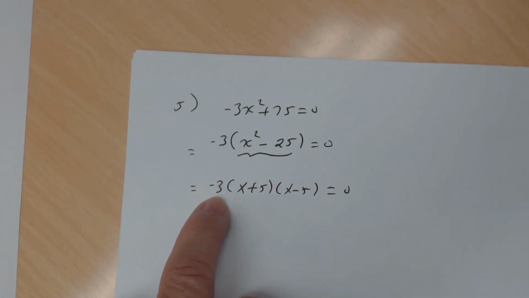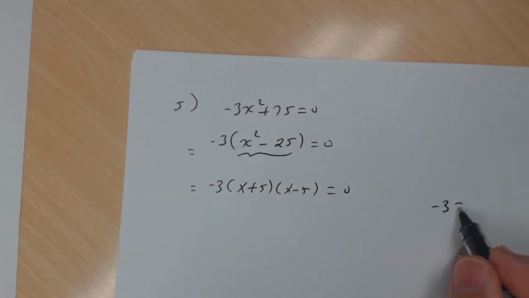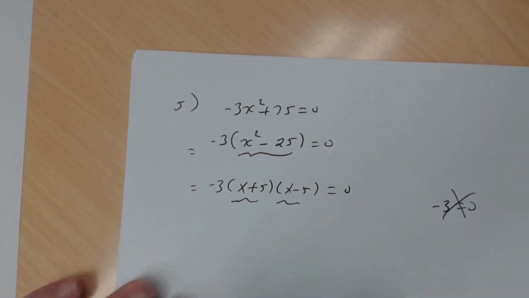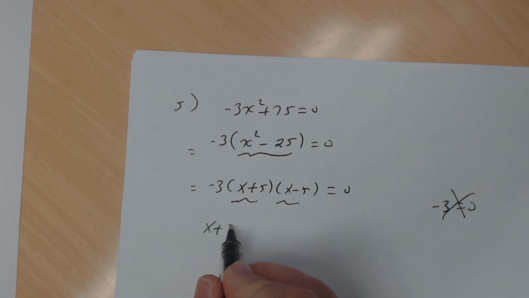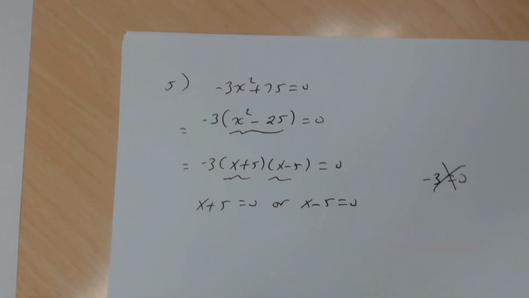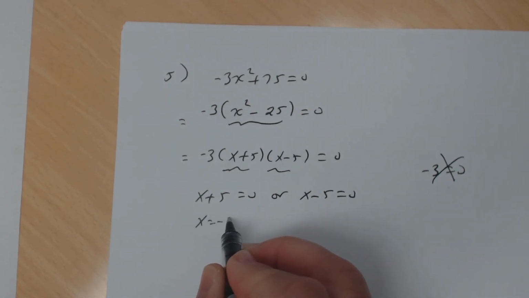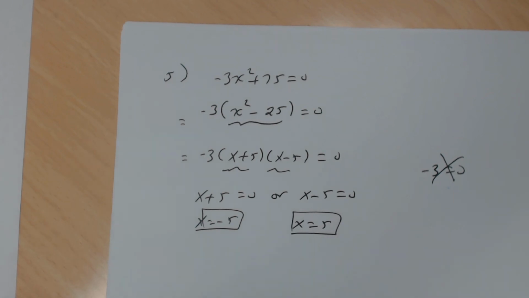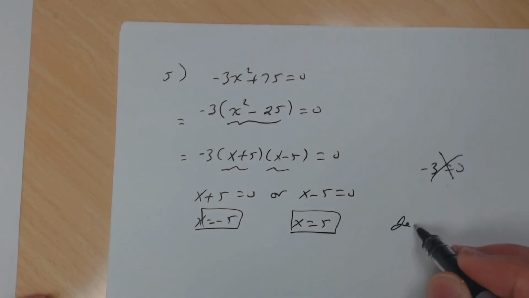So notice, see that first factor? That's a negative 3. So negative 3 does not contain a variable. So I'm not going to set it equal to 0, because first of all, negative 3 equals 0 makes no sense. So you're going to set only the ones that contain a variable. So you're going to say x plus 5 equals 0, or x minus 5 has to equal 0. And so your solutions are negative 5 and 5.